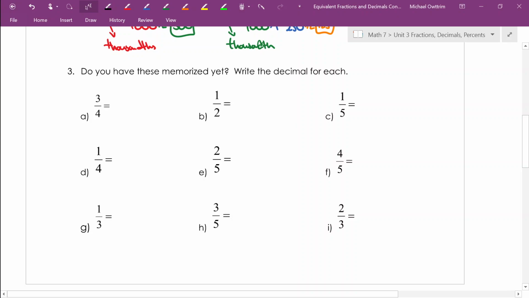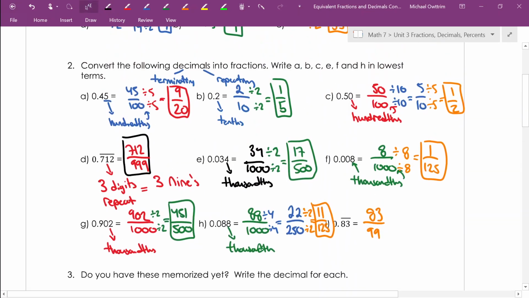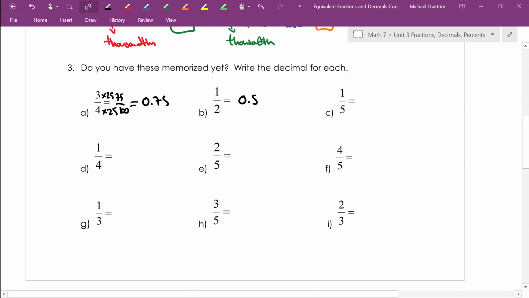With our next ones, these are all memorized ones, although you could figure them out. 3/4 is 0.75, and that comes from multiplying top and bottom by 25 to get 75 over 100. But that one should be memorized. 1/2 is 0.5. We actually looked at that one up in question C of question 2.